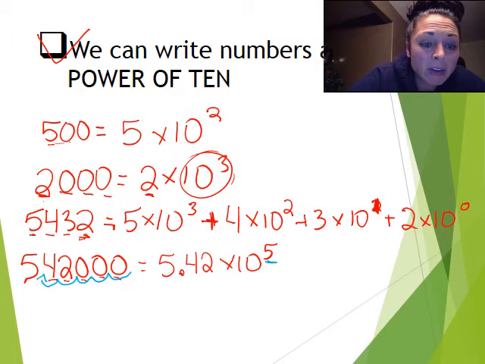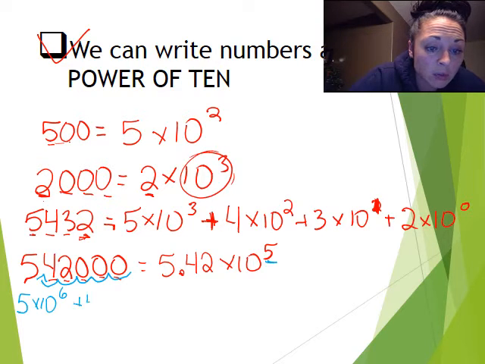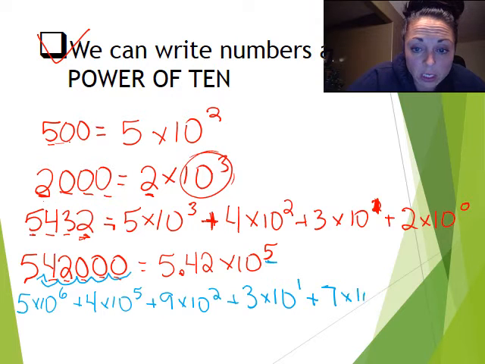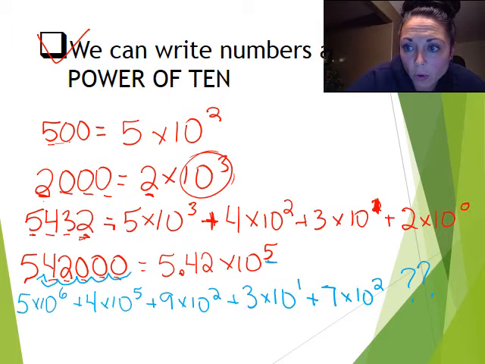What if I was given 5 times 10 to the power of 6 plus 4 times 10 to the power of 5 plus 9 times 10 to the power of 2 plus 3 times 10 to the power of 1 plus 7 times 10 to the power of 0. How would I write that in standard form?